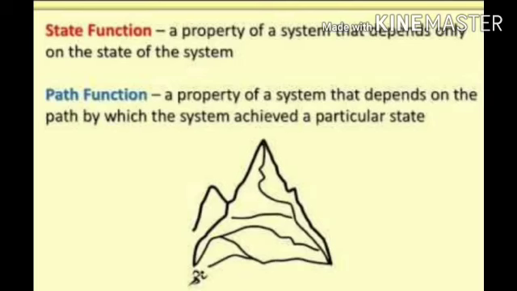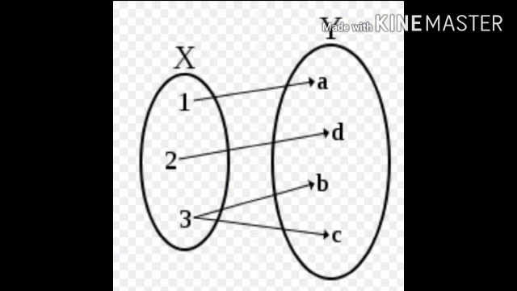What is called a state function and a path function? A state function is a property of a system that depends only on the state of the system, but a path function depends on the path by which the system achieved a particular state. What is called a single valued and multi-valued function? A single valued function has a single value for a particular entity. For example, consider two sets, set X and set Y.